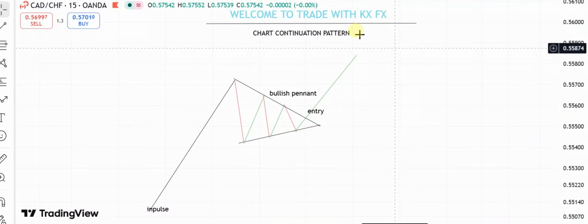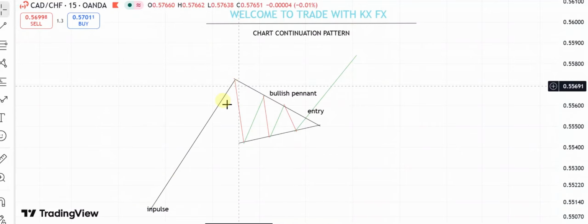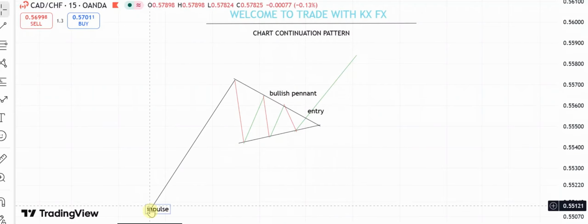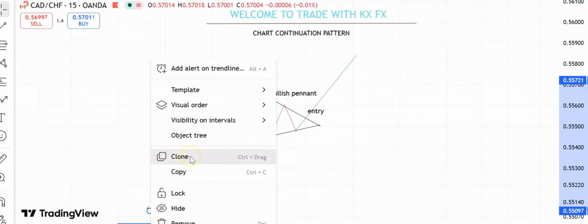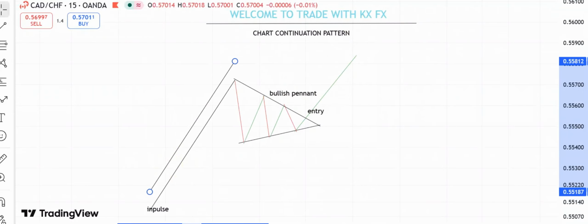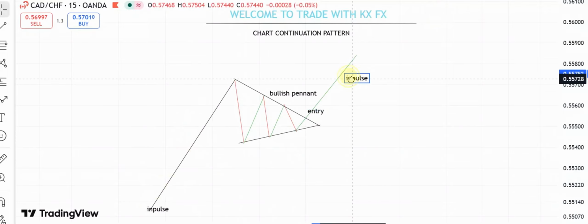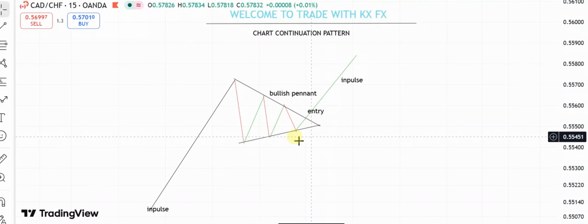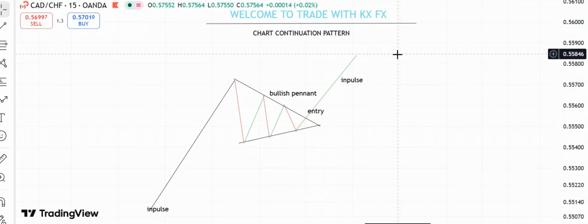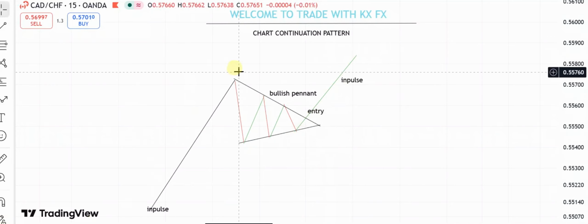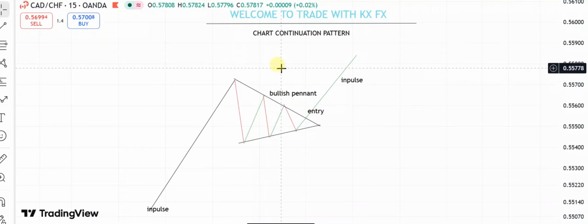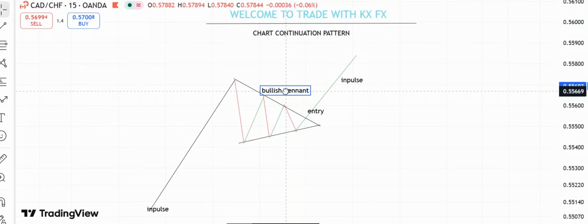It's a continuation pattern of an impulse move. This is an impulse move. This is an impulse move too. This is an impulse move as well. This leg is an impulse move. So it's a continuation of this move. So before market continues from its previous move, there must be a form of reaction.